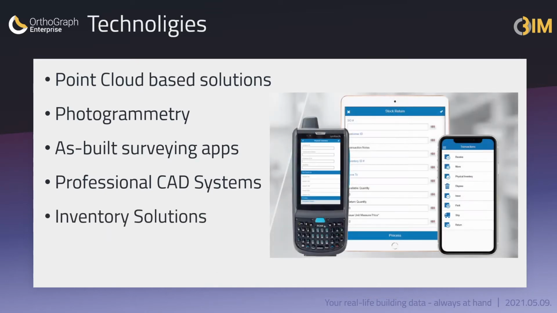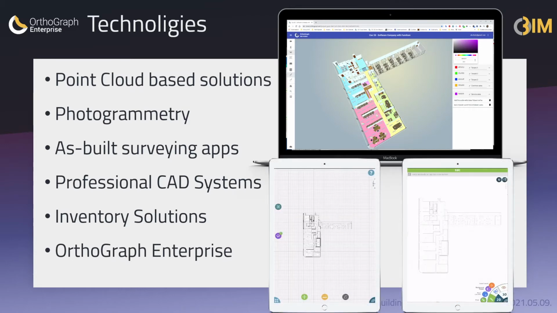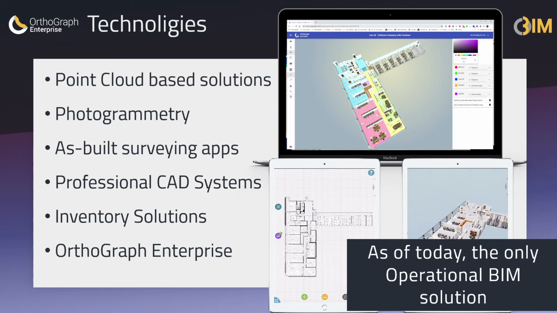Operational BIM is not only about floor plans, but also about the detailed asset inventory, so we will check out the inventory solutions too. Finally, we will check out Orthograph Enterprise in more detail, as today we believe this is the only solution fulfilling all demands of operational BIM. These technologies, their main purpose and benefits are so different that at the end of this video you will have a clear understanding about them, still focusing on their use in the world of operational BIM.